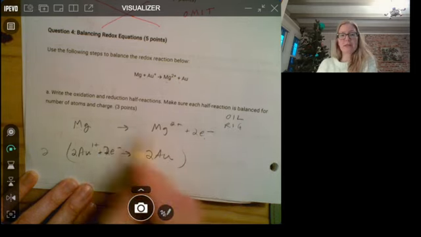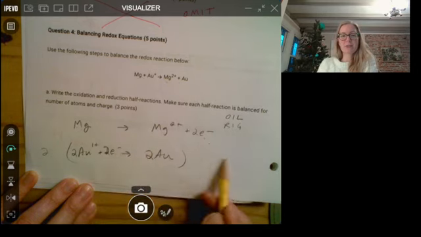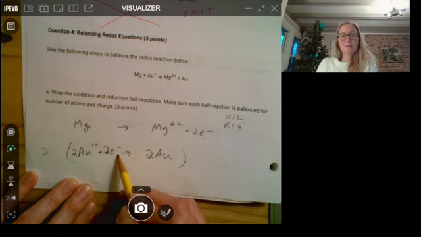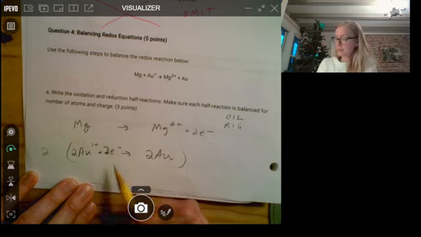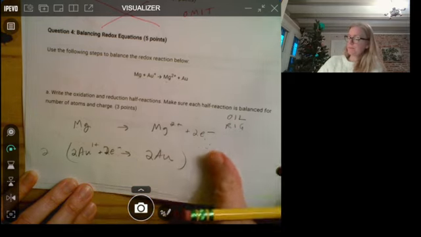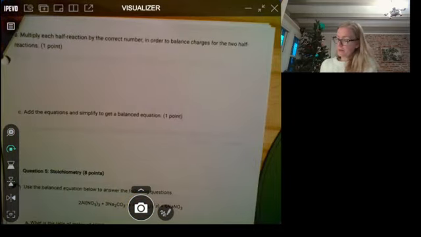Okay, so you can see how it's kind of balancing out. It's taking these 2 electrons from the Mg and they're being incorporated into the Au. Okay, so that's what they mean by that part. So you can just write that for part B.